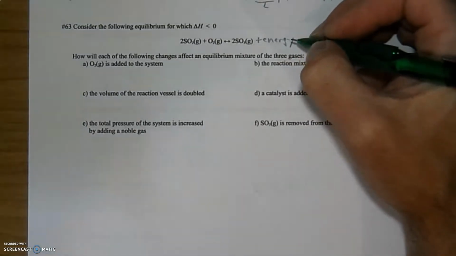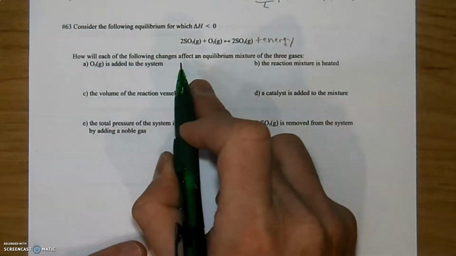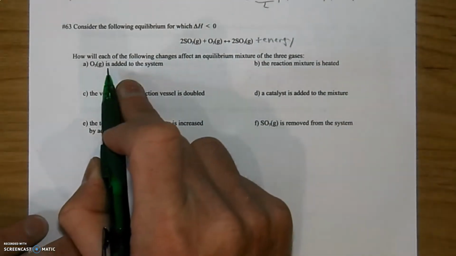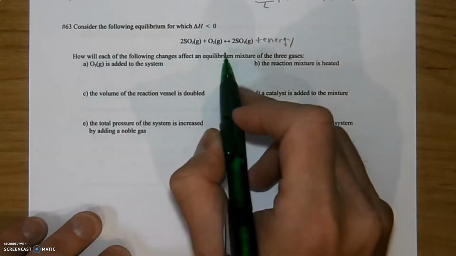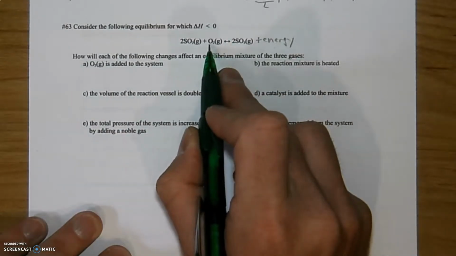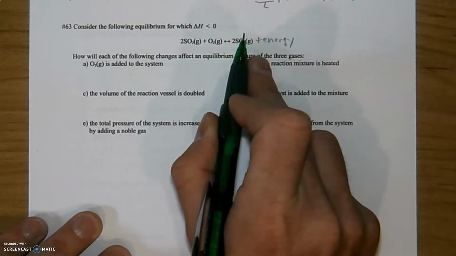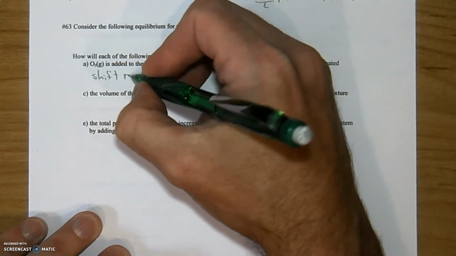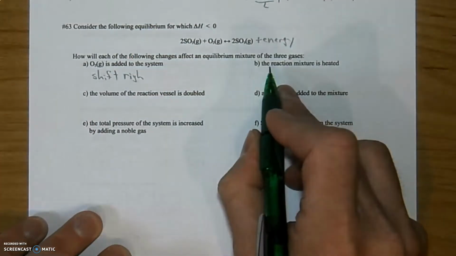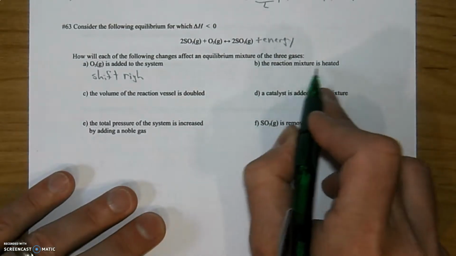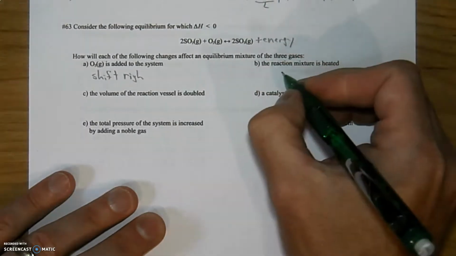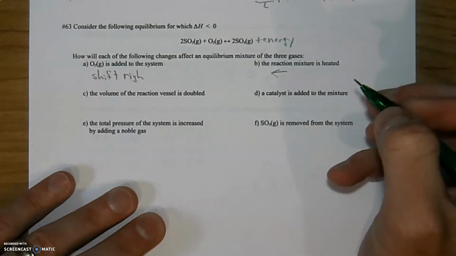Fantastic. All right, so if I take a look at this and say, all right, well, how will this go? How will each of the following changes affect the equilibrium mixture of the three gases here? Oxygen is added to the system. Oxygen is added. So here's oxygen. If I add some oxygen, it has to shift to the other side. It's going to respond. So we will say shift right. Let's slide over to B. The reaction mixture is heated. Here's energy. If I add some, it has to shift to the left. I'm just going to write an arrow left.